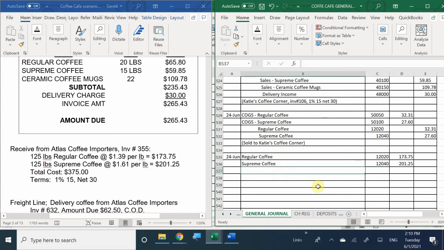And then accounts payable. It's 20,000 for the number. And you would credit 375. And then for description, I put Atlas Coffee Imports invoice 355. For terms, I would put 1%, 15 net 30.